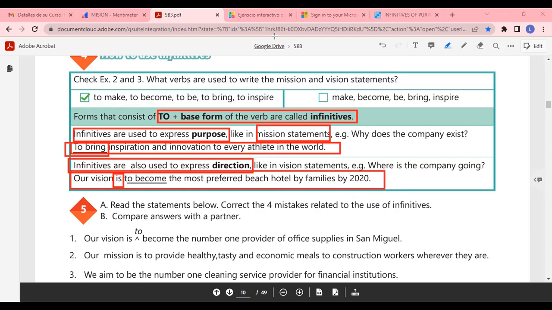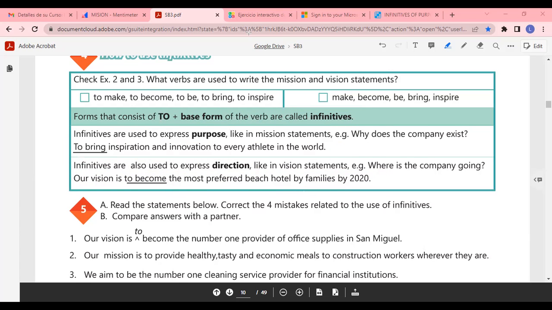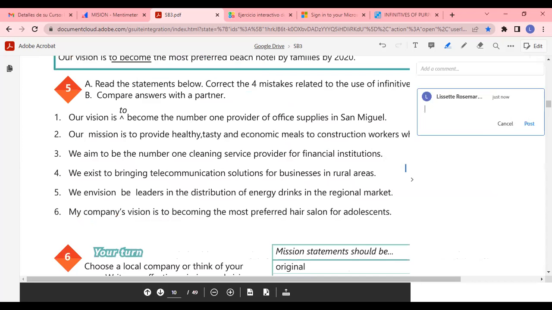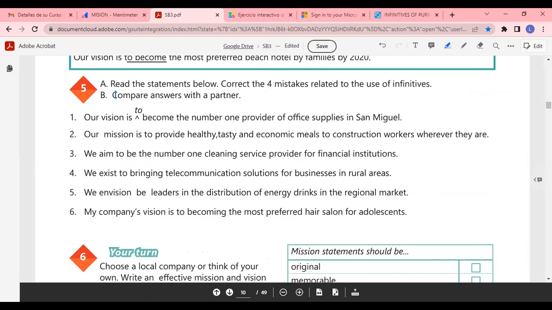Vamos a ver, let's see these sentences right here. Vamos a ver estas oraciones por acá. Exercise number 5. And it says, read the sentences and correct the 4 mistakes. Vamos a corregir los errores por ahí. So, number 2, what is the mistake over there? Number 2, because number 1 is already done. Number 2, what will be the mistake?